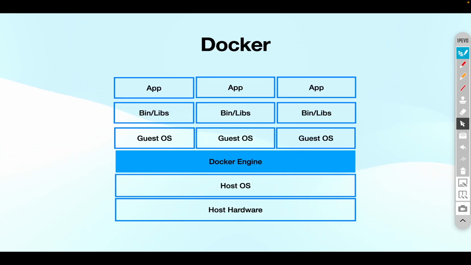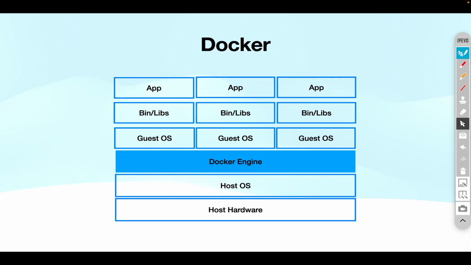Now if we talk about Docker, earlier we discussed virtual machines, and now we are talking about Docker. How is Docker different from a virtual machine? In Docker, instead of a hypervisor we have a Docker engine. The only difference, but it's a big difference, between a virtual machine and Docker is that Docker does not need a guest operating system.